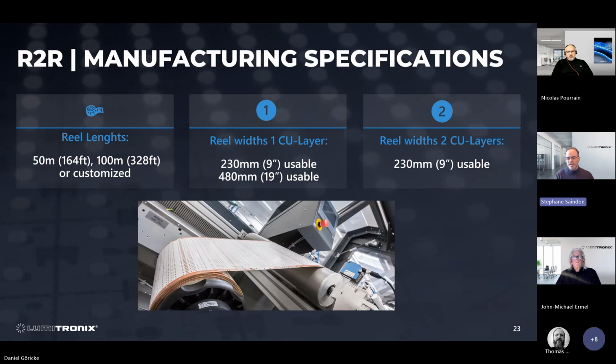On the screen, we talk about usable. We use a margin on the side as reference for the whole line to synchronize itself as it moves along. So that leaves us 230 millimeters or 480 millimeters on these drums. And we only have the narrow one for 2 layers. But in most cases, we're using 1 layer.